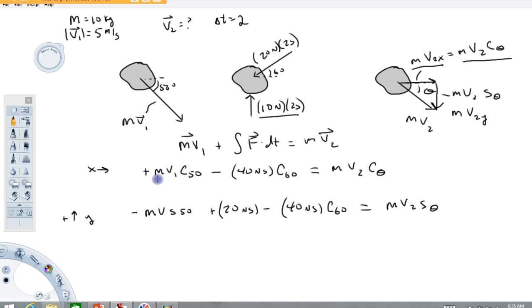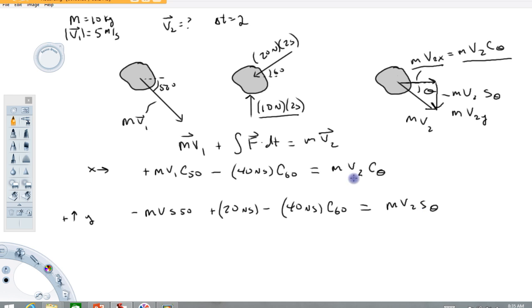So if we go ahead and put numbers in: 10, 5 cosine 50 minus 40 cosine 60 equals 10 times v2 cosine theta. We have two unknowns in this, and we also would have two unknowns in the other equation, and it's pretty easy. It's two equations, two unknowns to solve it. If you divide one equation by the other, you'll notice the v2's cancel. You can find theta, no problem at all.